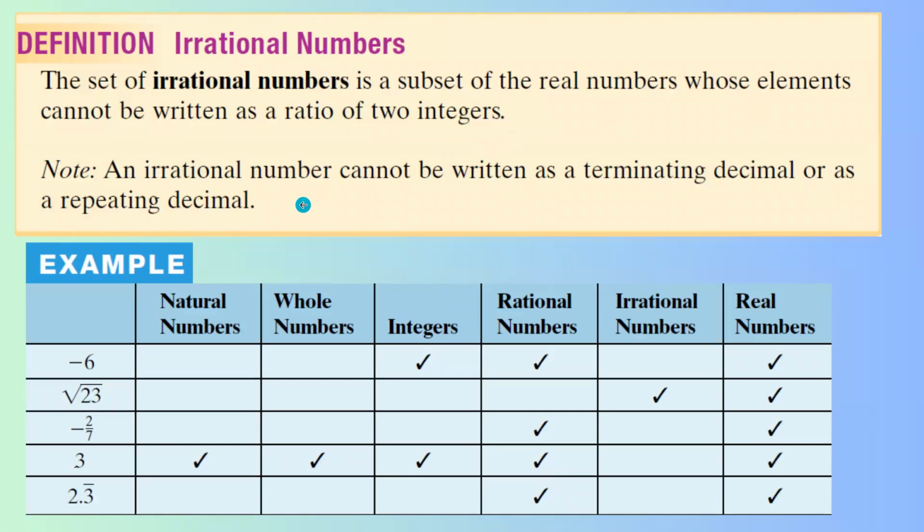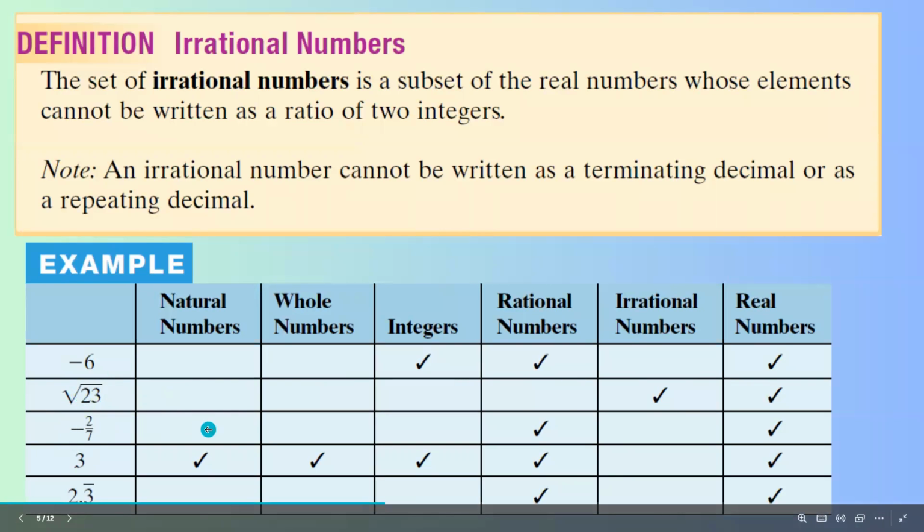Let's take a look at some examples here. For example, -6. It is not natural. It is not a whole number, but it is an integer. Since it's an integer, it is rational. Since it's rational, it is real. Square root of 23: not a natural number, not a whole number, not an integer, not a rational number, but it is irrational. Since it's irrational, it must be real as well.